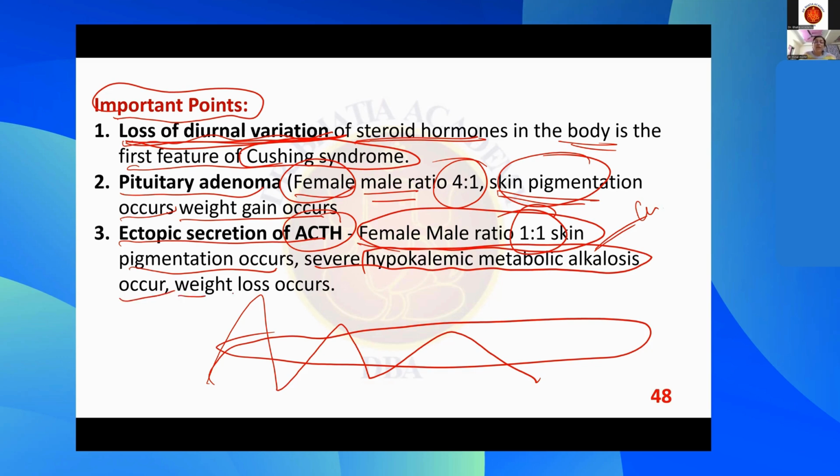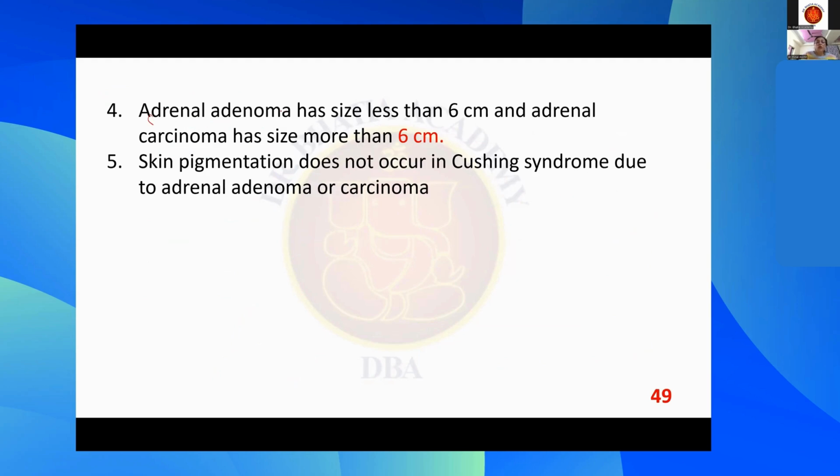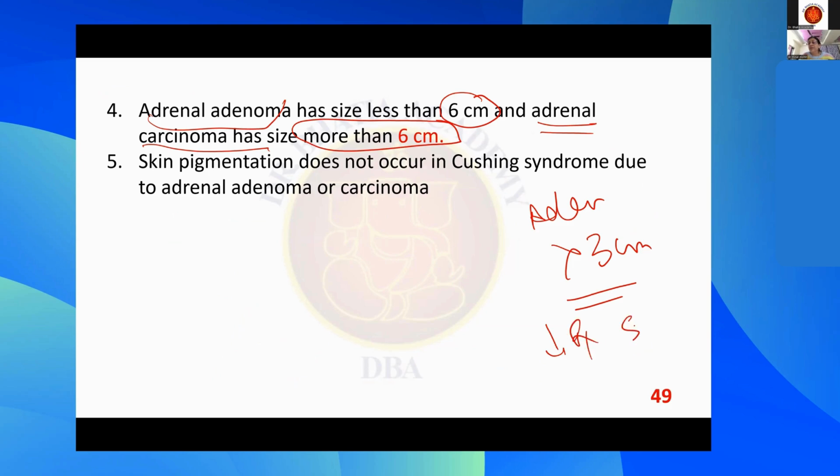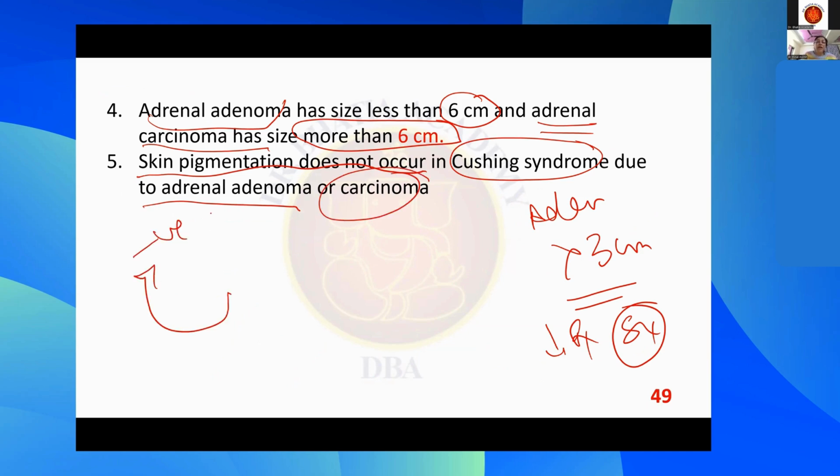And here we have weight loss. Adrenal adenomas will have a size less than 6 centimeters. Adrenal carcinomas will have a size more than 6 centimeters. So if there is an adrenal mass which is more than 3 centimeters, treatment is surgery. Skin pigmentation will not occur in Cushing's due to adrenal adenoma or carcinoma because there is negative feedback inhibition of the ACTH. And if there is no ACTH, there is no pigmentation.